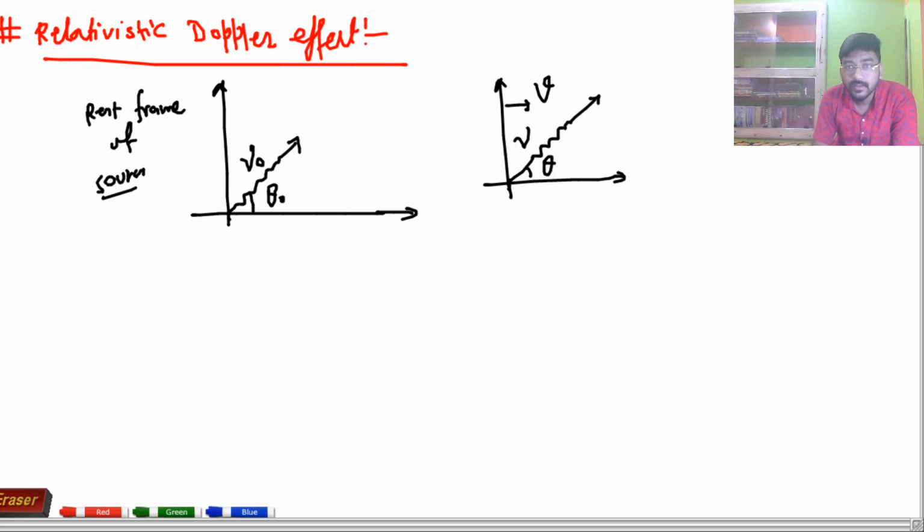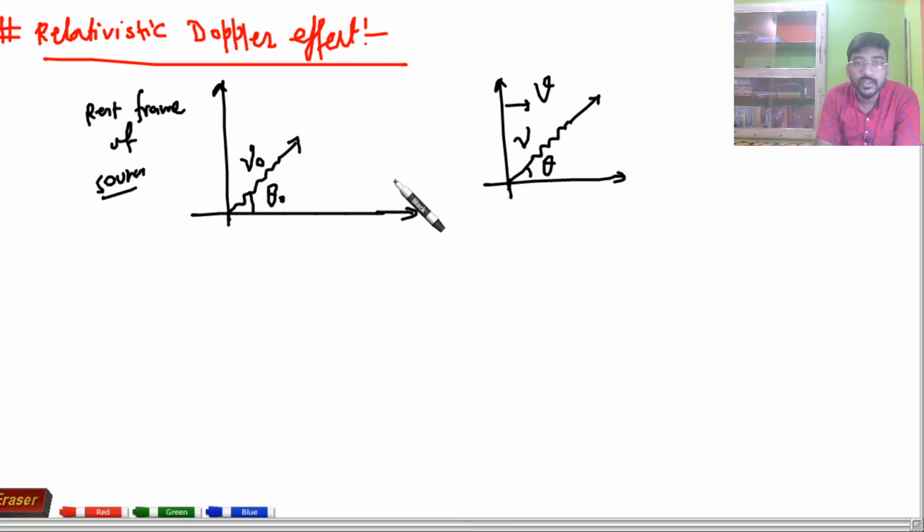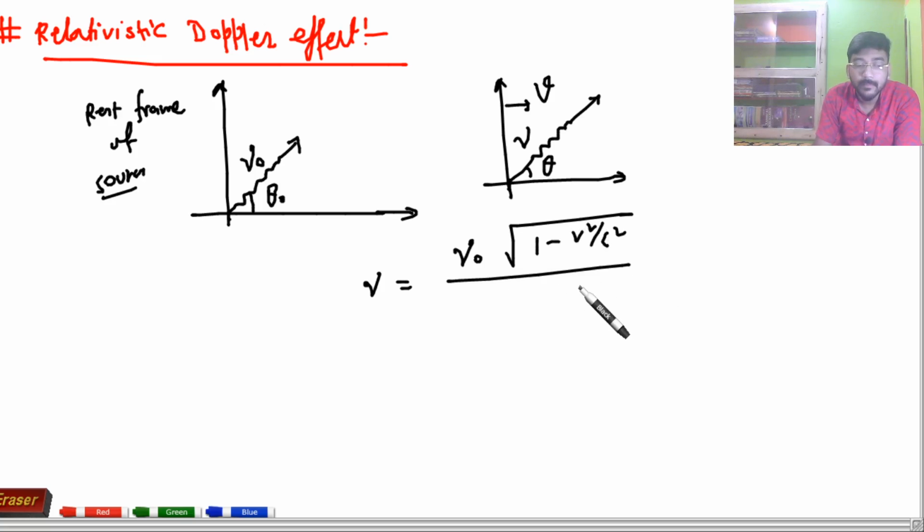Now let me understand the relation between nu and nu naught. What is the relation between nu and nu naught is very important. Okay, so you have to remember this, you can prove it, but the remembering is also important for your problems. So you can prove that this nu is nothing but nu naught root 1 minus v square upon c square divided by 1 minus v upon c into cos theta.